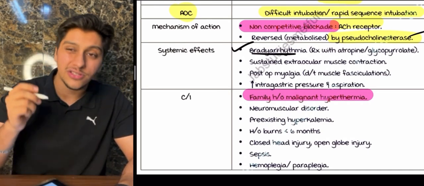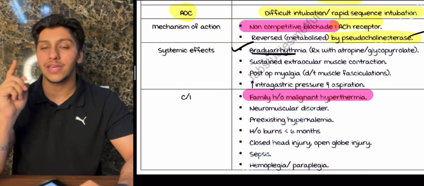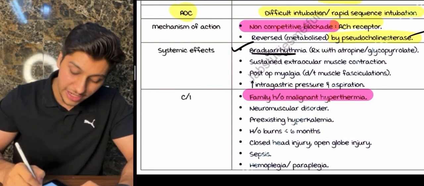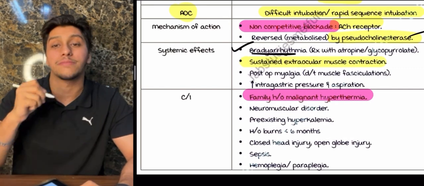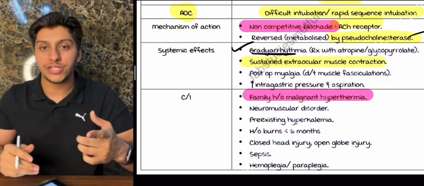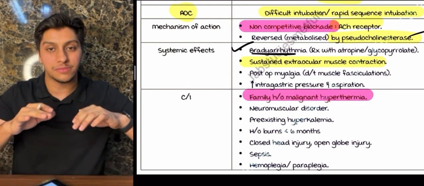Second thing is, succinylcholine is not given in case of any intraocular surgeries, because it causes sustained extraocular muscular contraction. Now usually, succinylcholine causes fasciculation, but after fasciculation the muscle begins to relax.